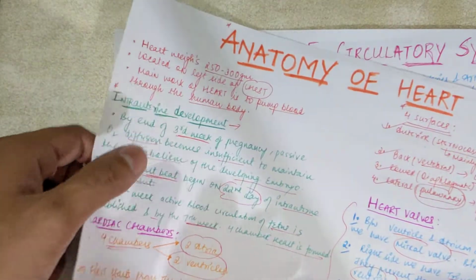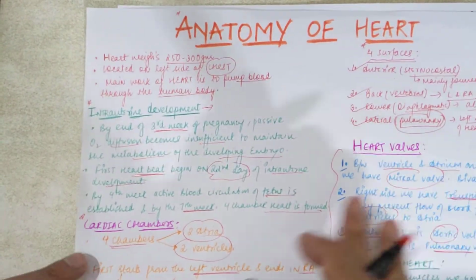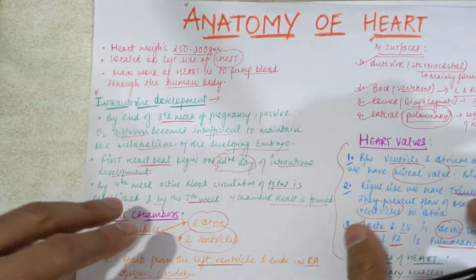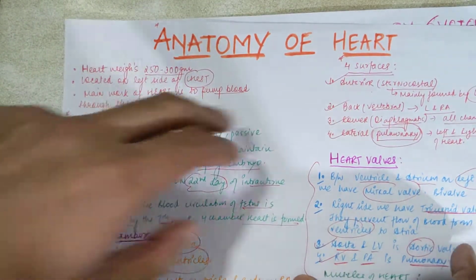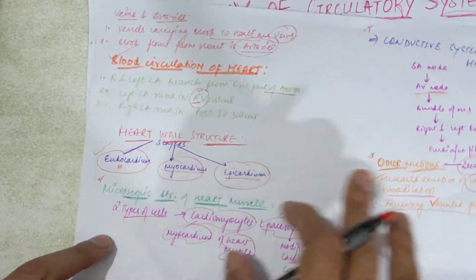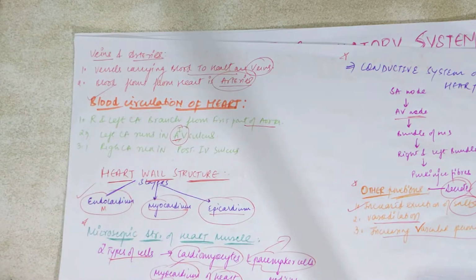So this is the basic anatomy of the heart. I think it is clear. Chambers, valves, muscles, development, location, surfaces, everything I have told you. And the wall inside, what the basic layers are, and the blood circulation.